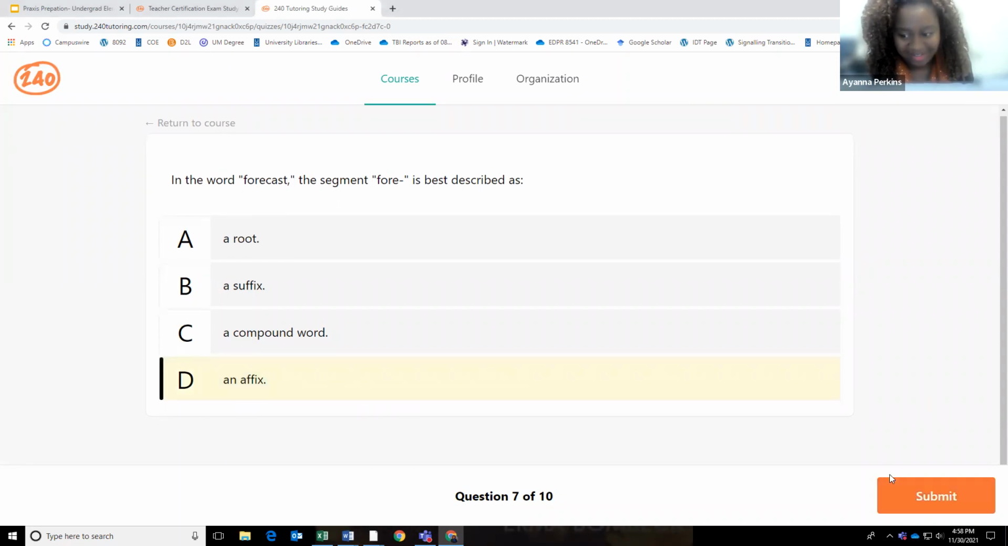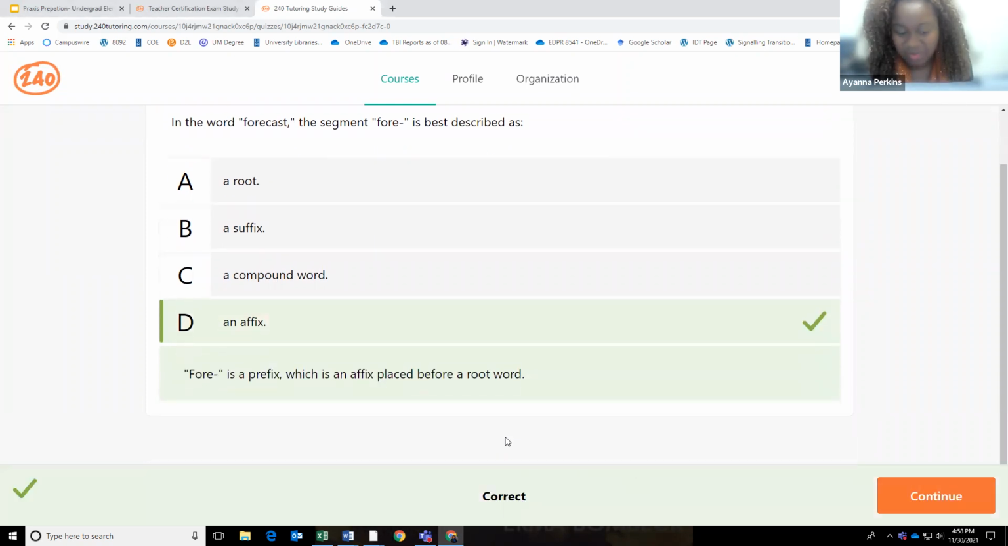All right. Let's see. Very good. This is a prefix, which is an affix before a word. And remember that these affixes and suffixes are not actual words. All right. So do y'all want to do one more? Or are you ready to wrap up?